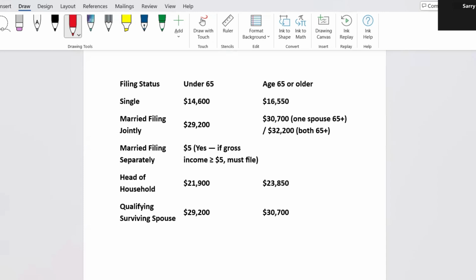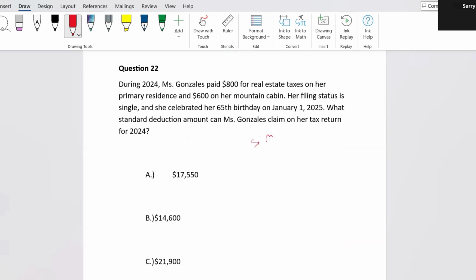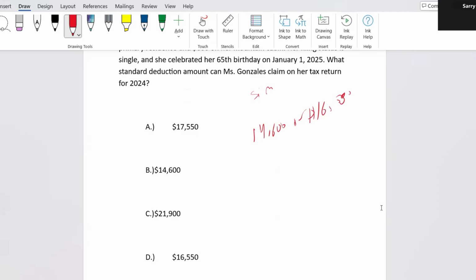Now let's go back here. So either 14,600 or 16,550. Which is the correct one? Let's see what the options are. Okay, so it's either 16,550 or 17,550. We eliminate this one, and then we eliminate this one right here, 21,900, right? Because the question is she's single and claiming the standard deduction. What is that amount? So here's the thing to know: what defines somebody's age.